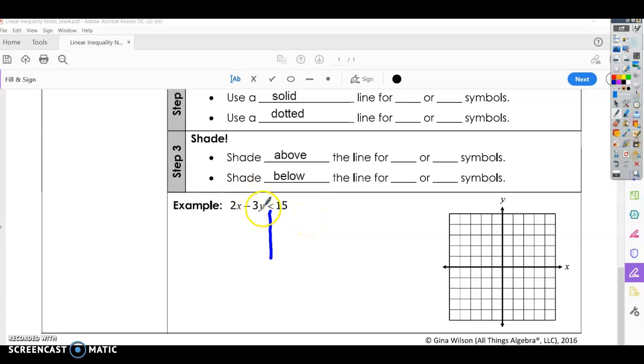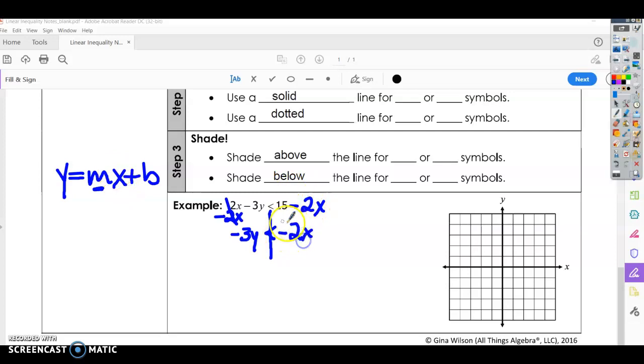Since I'm trying to solve for y, because we're trying to put it in slope-intercept form, y equals mx plus b, where m is your slope and b is your y-intercept, the first thing we want to do is subtract 2x from both sides. Again, I do the same thing on both sides. So I'm going to bring down my negative 3y. I bring down my less than symbol. And I'm going to rearrange this because I like to have my slope in front, and my slope's always attached to the x. So I'm going to have negative 2x. And since this doesn't have a sign, that means it's positive automatically, so plus 15.